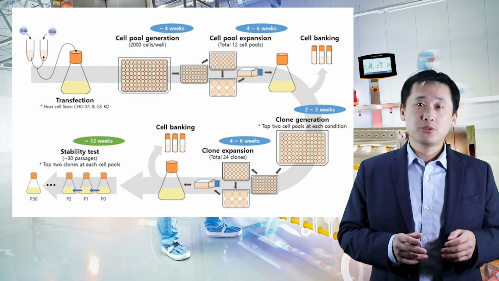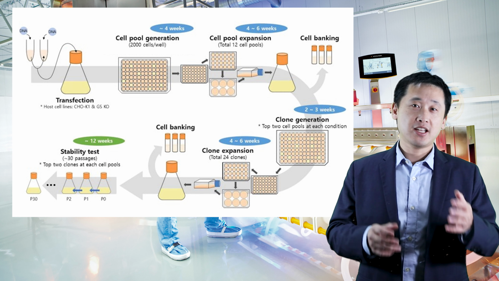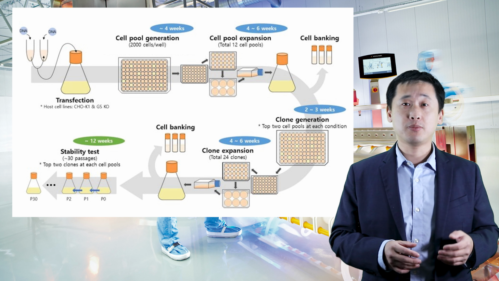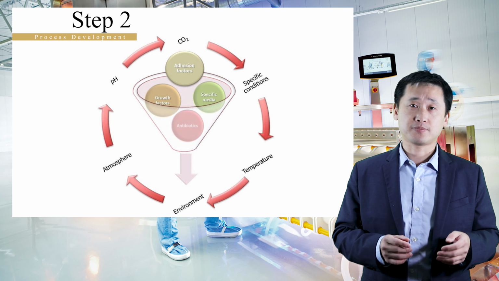Now this step determines which clone to take forward for cell expansion. Cell lines must be stable and maintain production over time and even over several generations. And this leads to step 2, which is the process development.